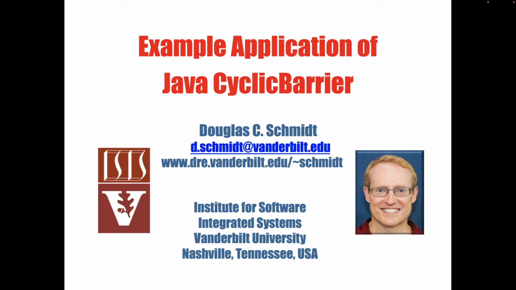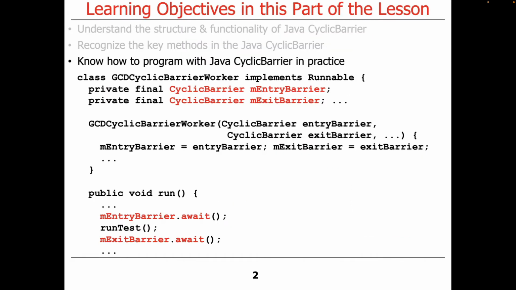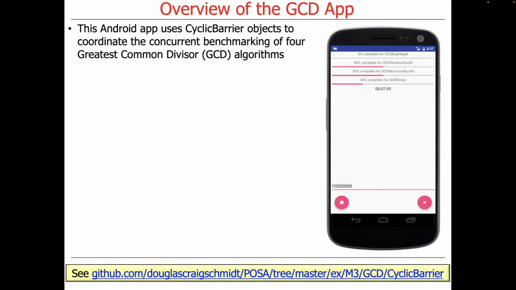So now that we've talked about the structure and functionality and the key methods in Java CyclicBarrier, we're going to take a look at a fairly sophisticated example. This example is actually a variant of the example we saw with the Java CountDownLatch videos, where we were using this thing called the GCD application as a case study.